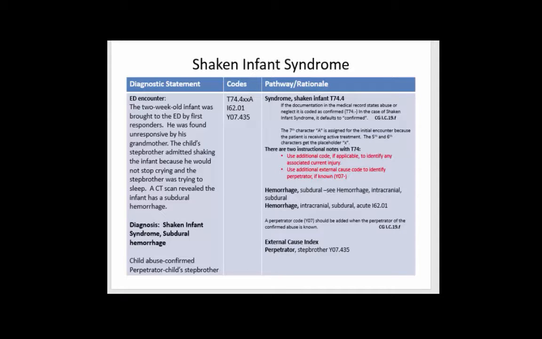So I have a pathway here. Note, please, that there is a specific diagnosis for shaken infant syndrome. Then you're going to code the subdural hemorrhage and the perpetrator code for the stepbrother.